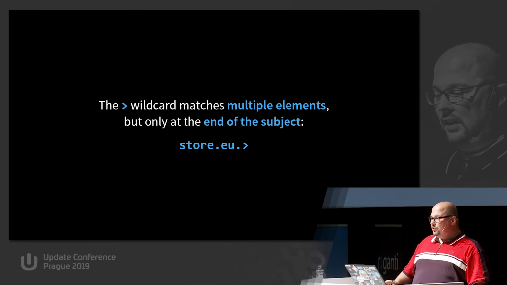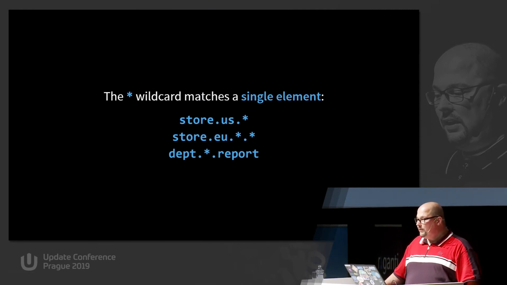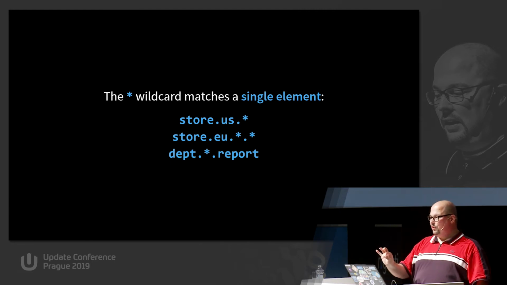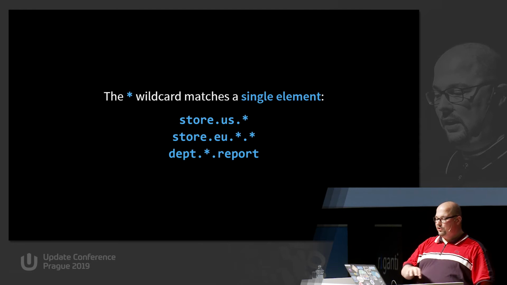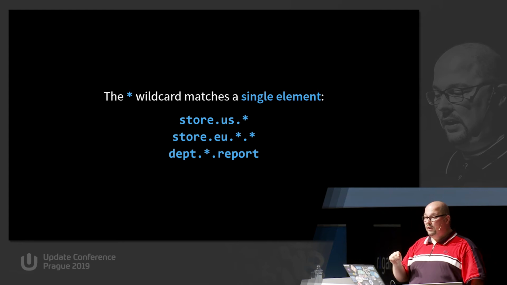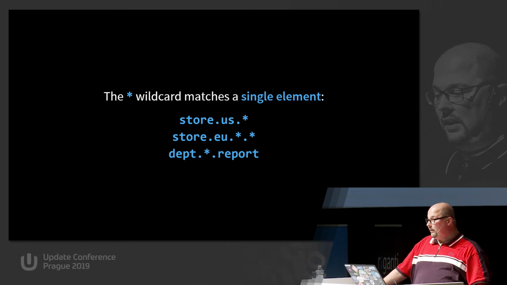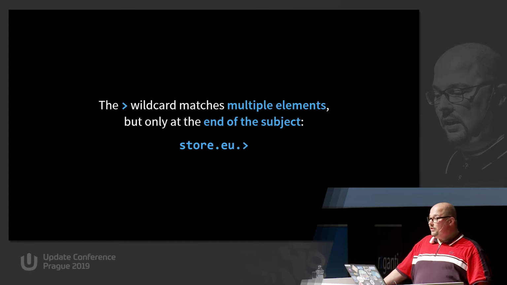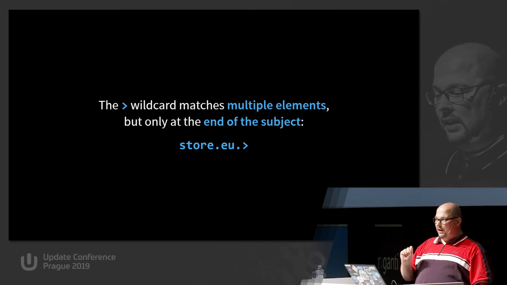There's also a way to, oh, sorry, question? No, it has to exactly match with this one, yeah. This is a great question. The question was, will store.eu.star.star also return eu.amsterdam? It will not, because it will expect another element after that. So this has to match exactly. But what you could do is this, and then you get all the messages sent to Europe, either Amsterdam or Berlin.1 and Berlin.2. So it will match multiple elements, but only at the end of the subject.